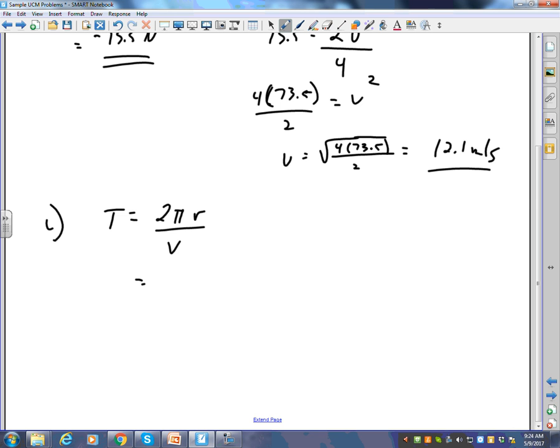So 2 pi, radius was 4, the velocity is 12.1. I get 2.08 seconds.